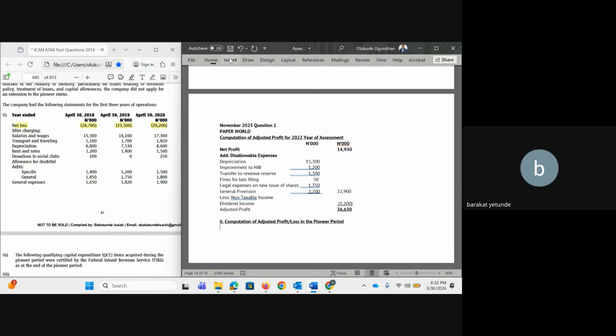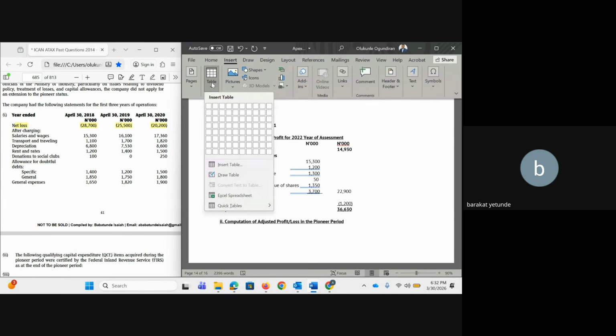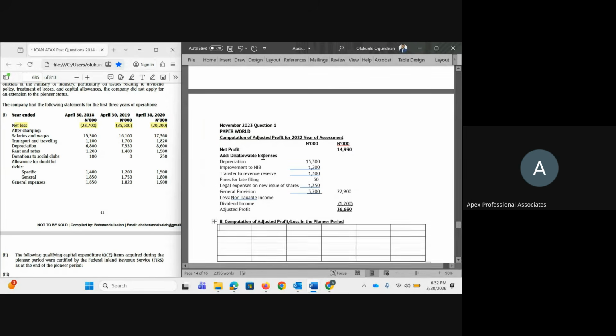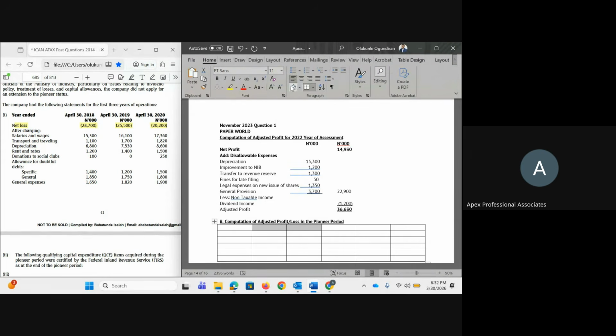Sir, please, I have a question before going forward. Okay, go ahead. Why do we use 2022 year of assessment for the computation of adjusted profit? PYB.